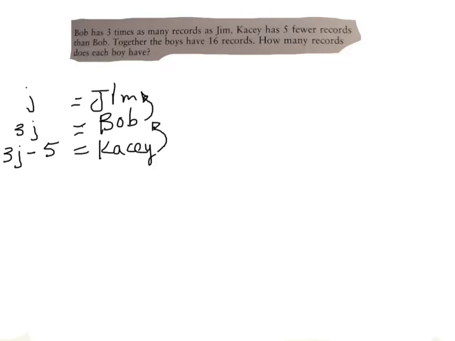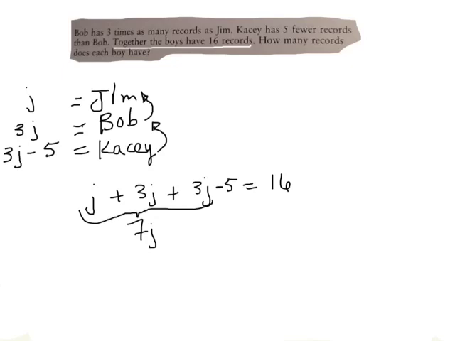And if you look, let me switch pen colors right here. This is your value equation. Together the boys have 16 records. So, together, that means addition. So, if you take Jim's records, J, and you add them to Bob's records, 3J, and you add them to Casey's records, 3J minus 5, that's going to get 16. So you get 7 J's, if you combine like terms right here, minus 5 equals 16.